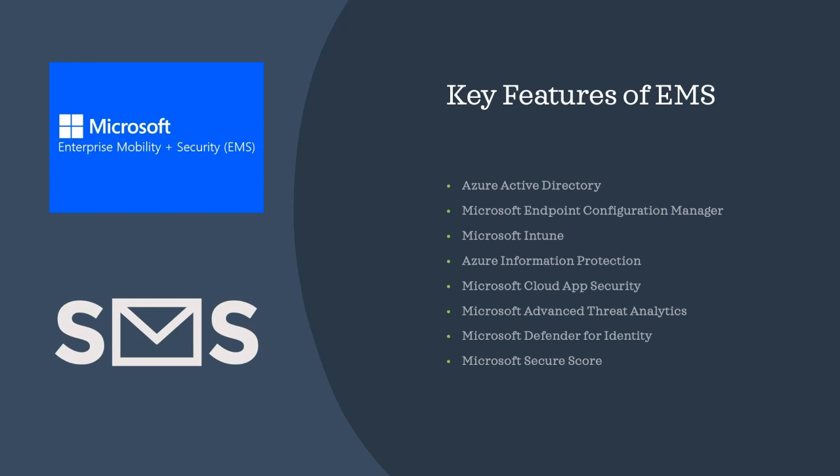So you are going to get Azure Active Directory with it. You're going to get Microsoft Endpoint Configuration Manager. You're going to get Intune and Azure Information Protection, which are two products I will be discussing shortly. Microsoft Cloud App Security, Advanced Threat Analytics, Defender for Identity and Secure Score. Those are some of the key features. There are several other features that are part of EMS as well, which we're more than happy to discuss with you for your business requirements.